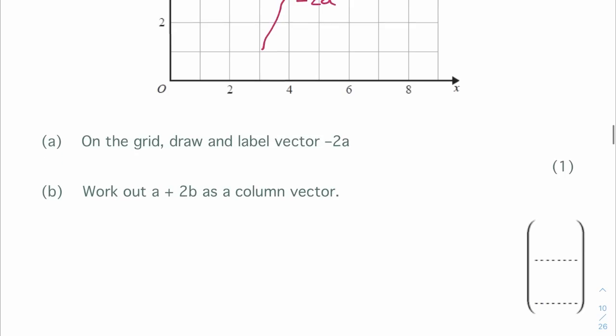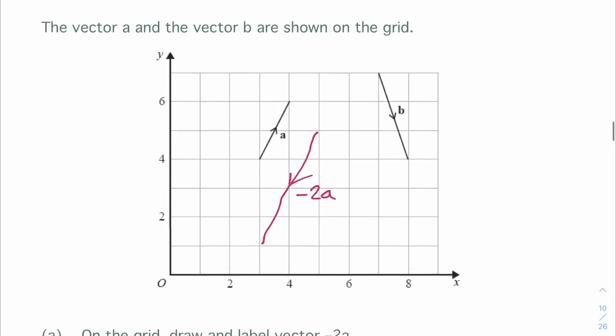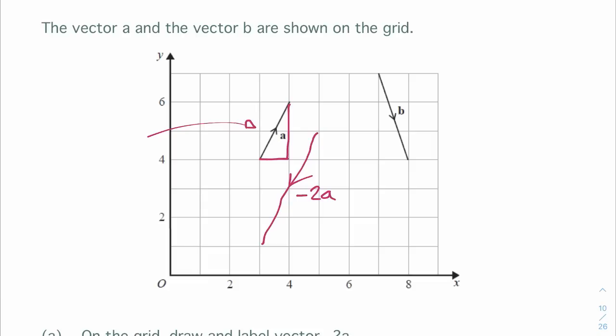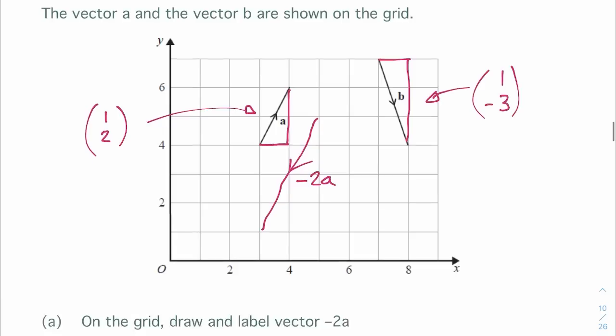It then says work out A plus 2B as a column vector. So looking at these vectors that we have here, the first vector, A, goes across 1 and up 2. So as a column vector, that would be (1, 2). So that's right 1, up 2. For B, this is a little bit different as it's going down. It goes right 1, down 3. So that would be (1, minus 3). So that's the vector A and the vector B.